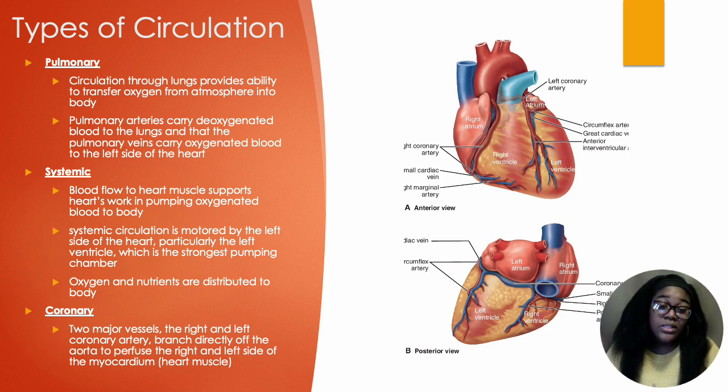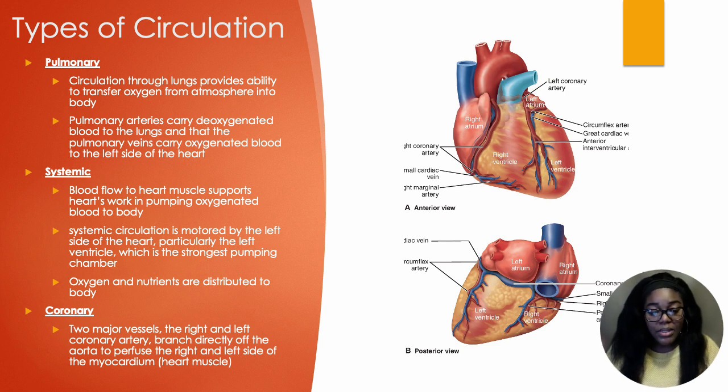Now, we're going to talk about systemic circulation. Systemic circulation is where we now have oxygenated blood, but this oxygenated blood has to get to our tissues and organs in order for them to have the oxygen they need to survive. That occurs when blood flow through the heart muscle pumps oxygenated blood to the body, and normally this is going through the aorta, and once it's going through the aorta, that's where it's distributed through the body.